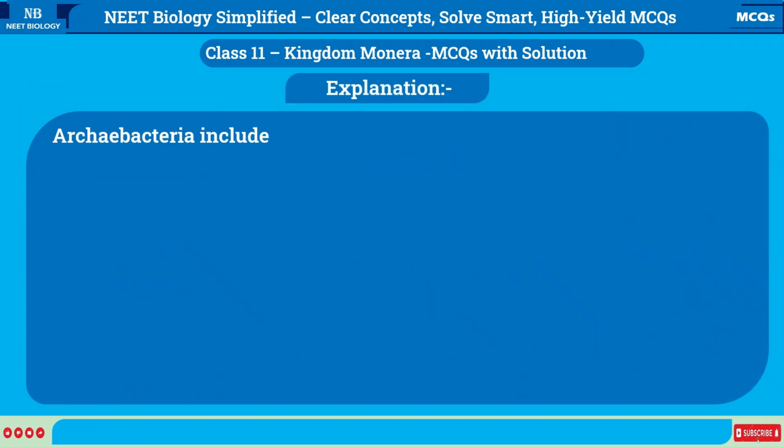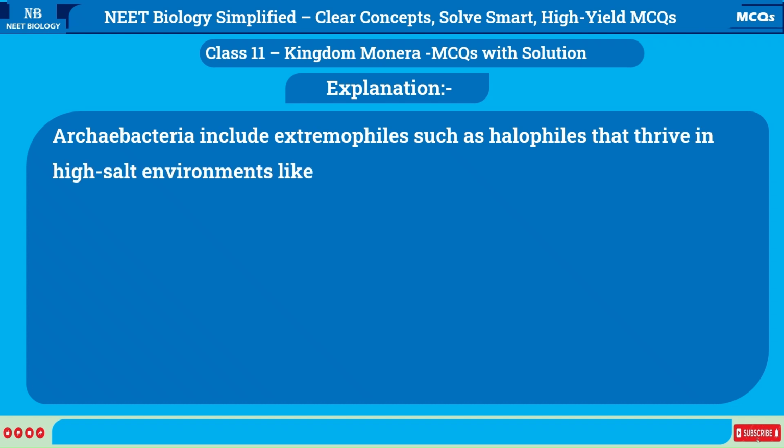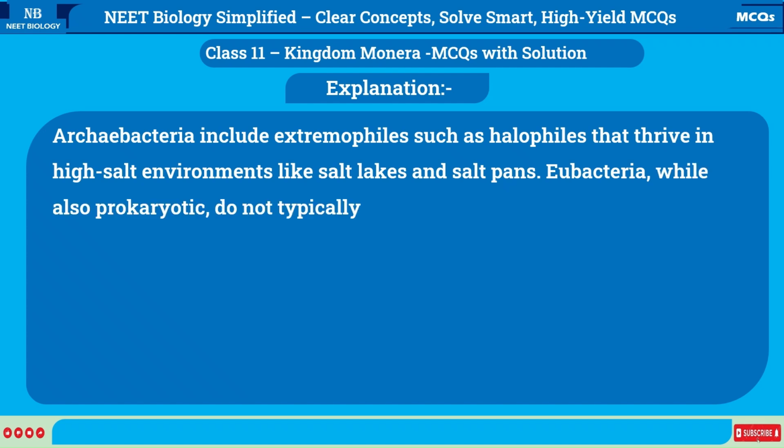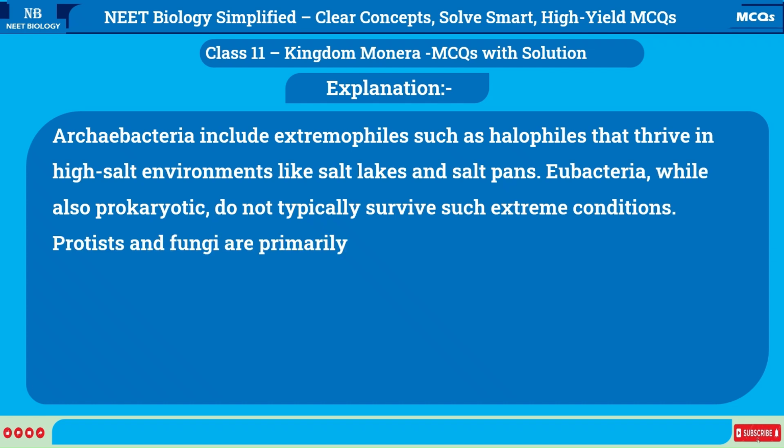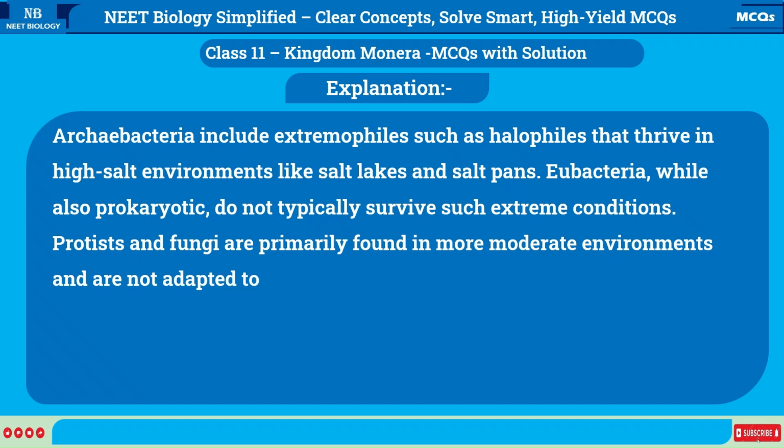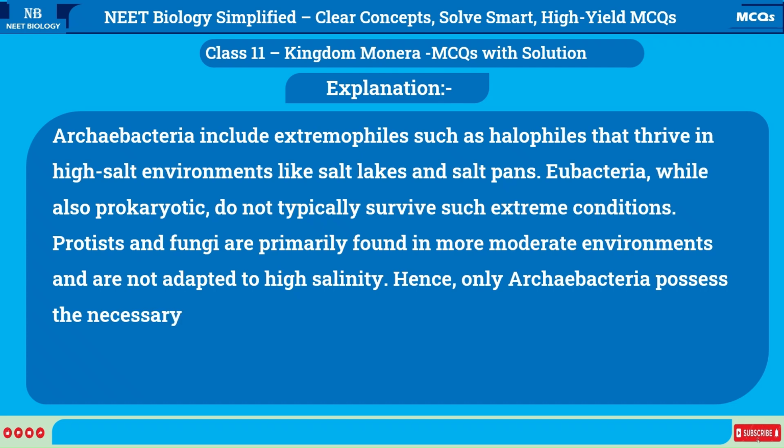Explanation: Archaebacteria include extremophiles such as halophiles that thrive in high-salt environments like salt lakes and salt pans. Eubacteria, while also prokaryotic, do not typically survive such extreme conditions. Protists and fungi are primarily found in more moderate environments and are not adapted to high salinity. Hence, only Archaebacteria possess the necessary adaptations to inhabit such saline niches.